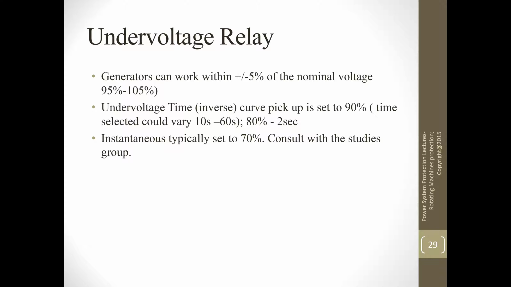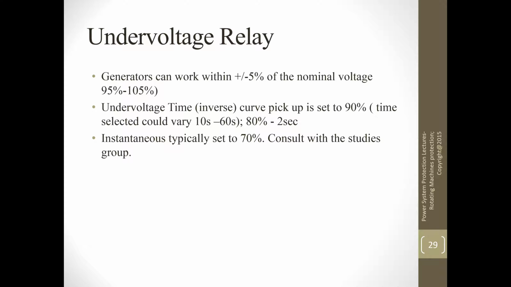Undervoltage relays: generators work within plus minus 5% of their rated voltage. Undervoltage relays are set at 90% of nominal rating, and they are provided with very long time delays. This is to coordinate with the system faults. If there is a system undervoltage, you don't want these to take the generators out. And then at 80%, it is set to 2 seconds.